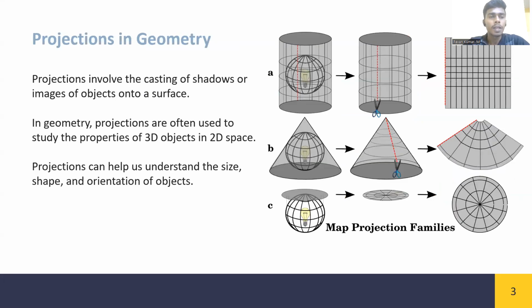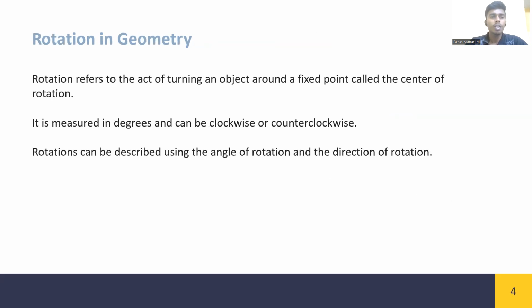Projections in geometry. Projections involve the casting of shadows or images of objects onto a surface. In geometry, projections are often used to study the properties of 3D objects in 2D spaces. Projections can help us understand the size, shape, and orientation of objects.